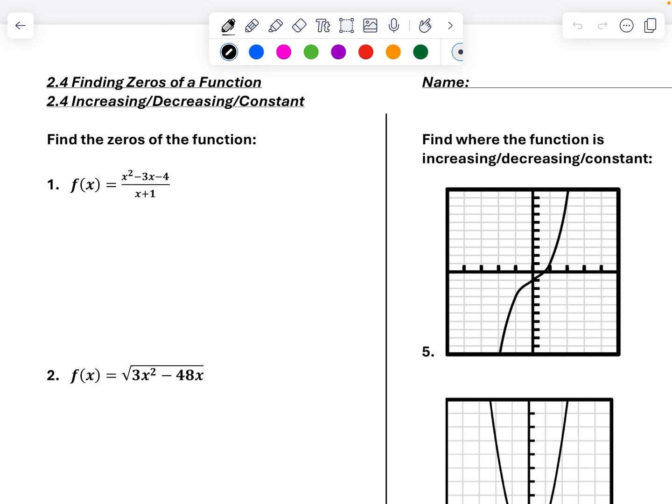Hello, my friends. So basically, when we're looking for the zero of a function, we are looking for where the function intersects the x-axis. So we're really looking for the x-intercepts.